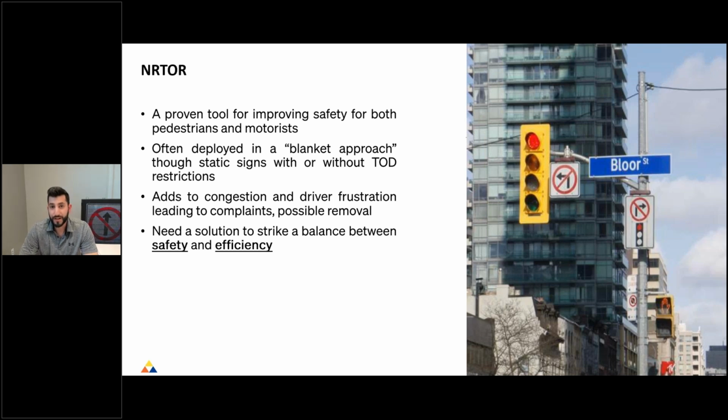And we understand it's a safety tool, and ideally we want to promote safety for pedestrians from conflicting movements. But the sad reality is that these signs go up and it causes so much driver frustration and complaints that it leads to the removal of very important safety infrastructure. And I can attest to this myself.